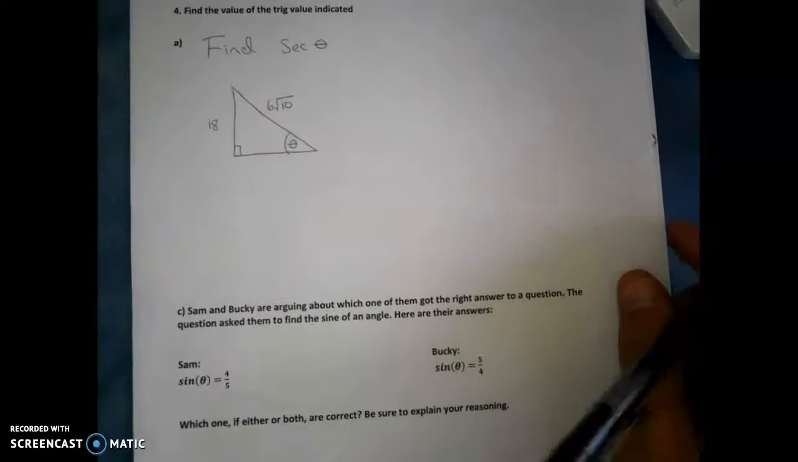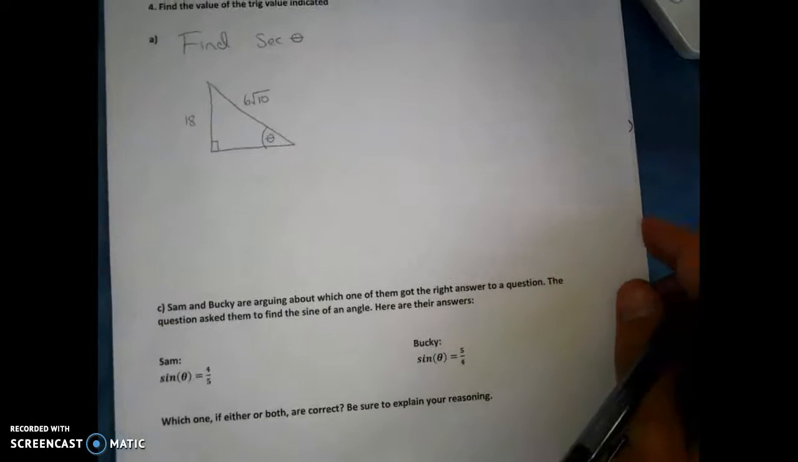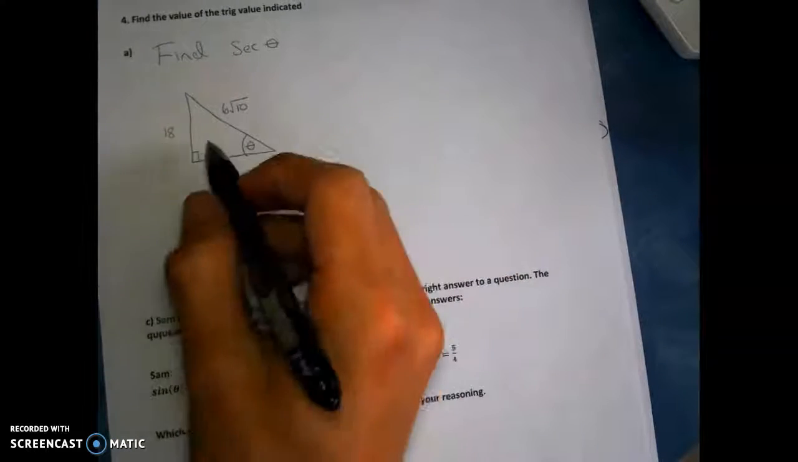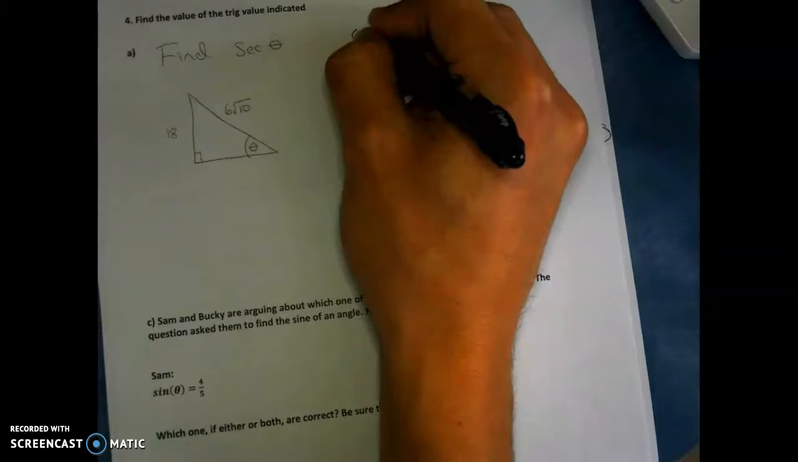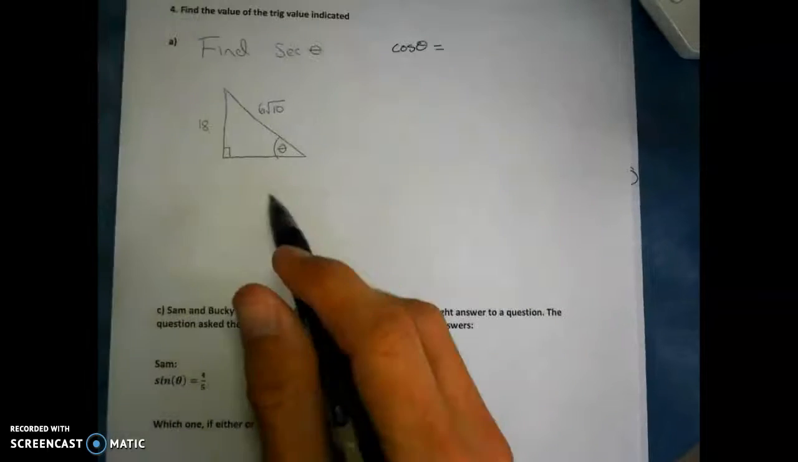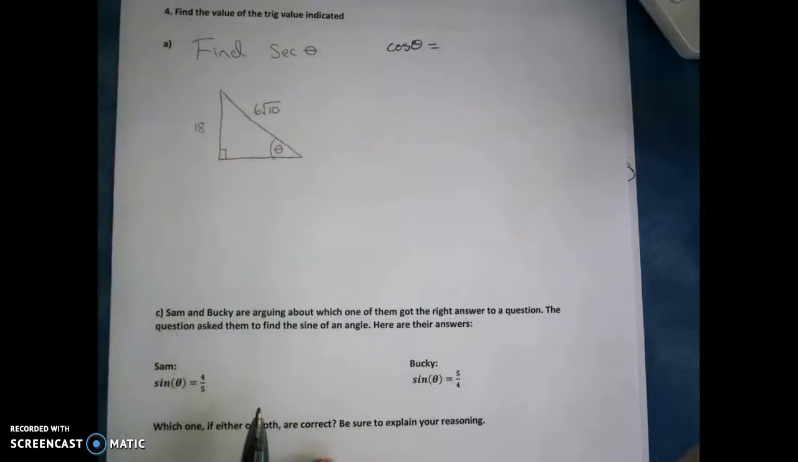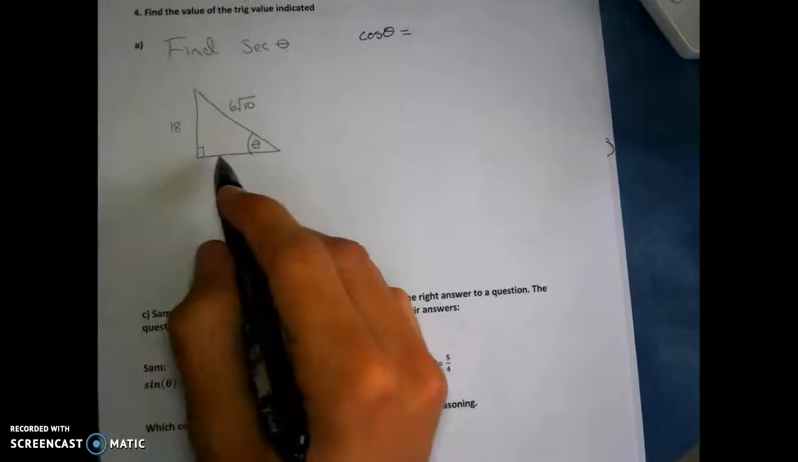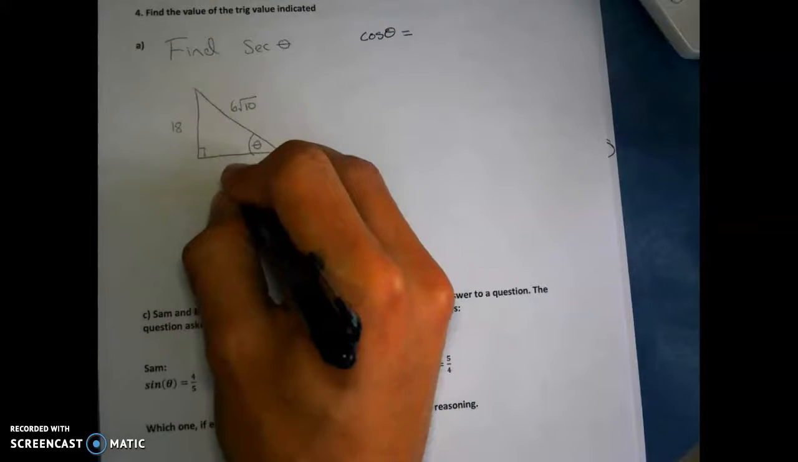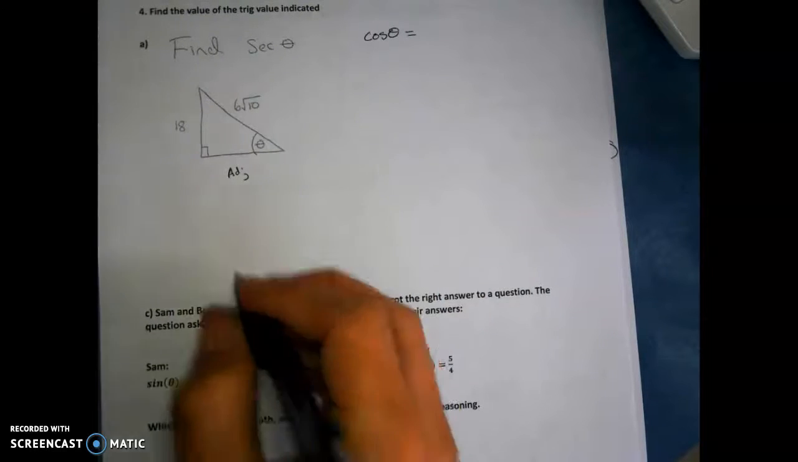Okay, find secant of theta. And we're given this triangle. Well, the first thing I'm going to do is I'm going to notice that cosine of theta is just the reciprocal of secant. So let's find the cosine first, and then we'll just flip it. Okay, in order to find cosine, though, I need to find this adjacent side here.